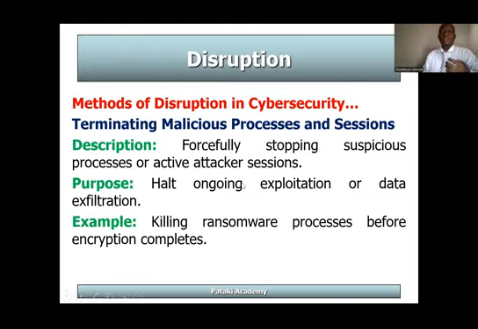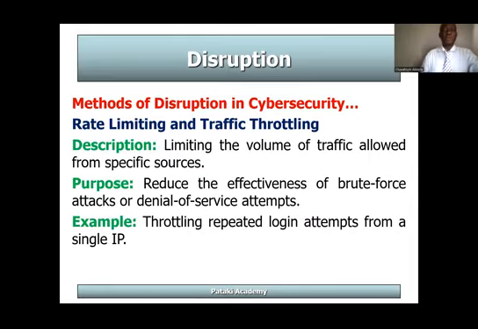Next one is terminating malicious processes and sessions, that is, forcefully stopping suspicious processes or active attacker sessions. The purpose of this is to halt ongoing exploitation or data exfiltration. Example: killing a ransomware process before encryption completes.